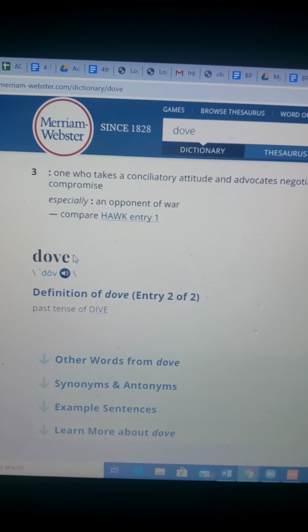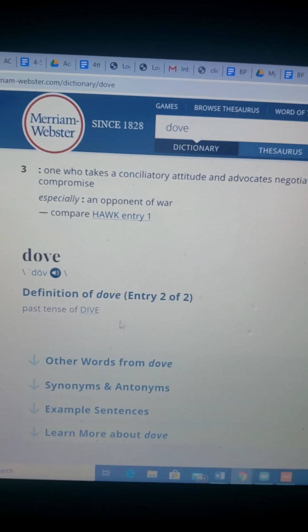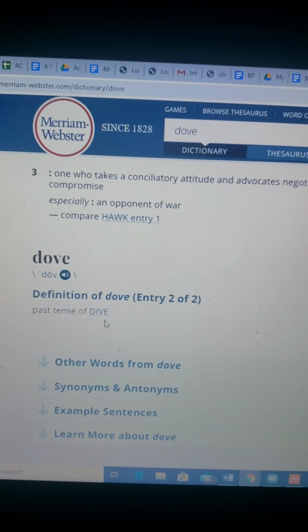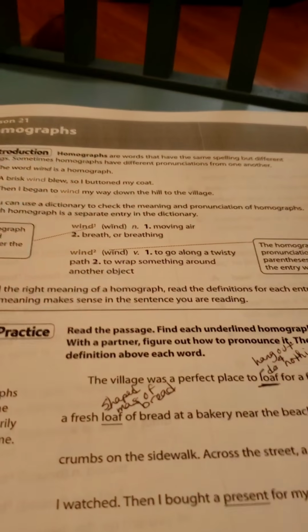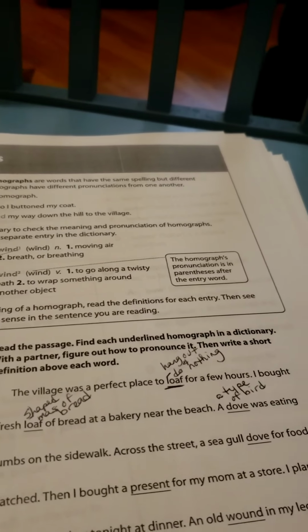But then the second definition, this is the verb, and the definition of dove is the past tense of dive. So we all can understand what the word dive means, like you dive in a pool, you dive in a pile of leaves, or whatever the case may be. The past tense of that is dove.